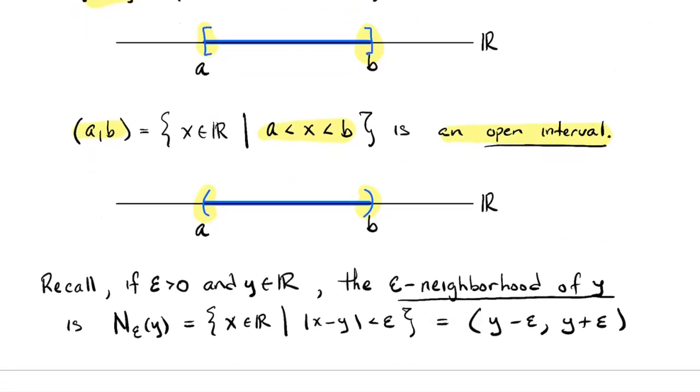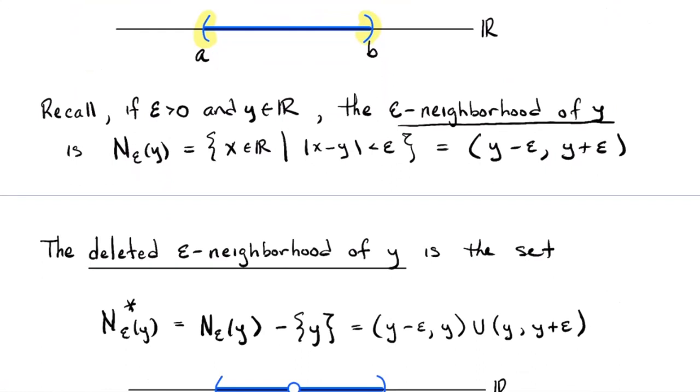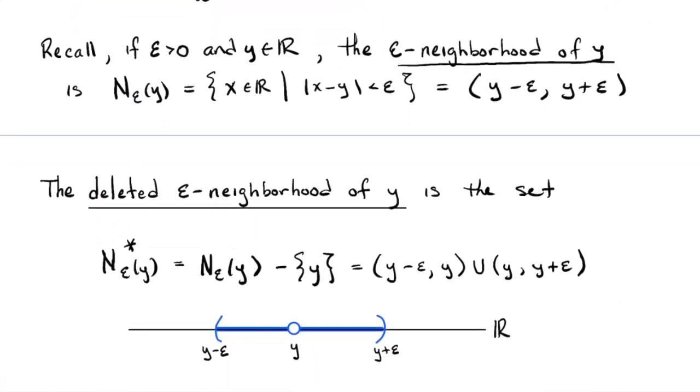Nice. Here's something we defined earlier in the course when we were talking about absolute value. I want to bring it back here. If you give me some real number y and a positive number epsilon, then a specific kind of interval centered around y with radius epsilon is called the epsilon neighborhood of y. I'm going to denote it by that same notation we used back in chapter 1, N sub epsilon of y. It's just the real numbers x that are less than epsilon away from y. It's the open interval from y minus epsilon to y plus epsilon.